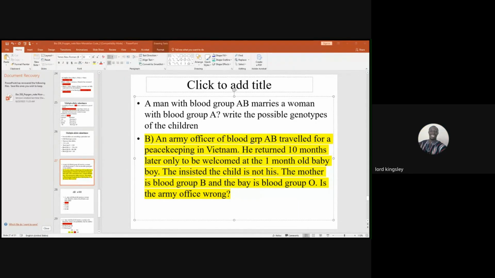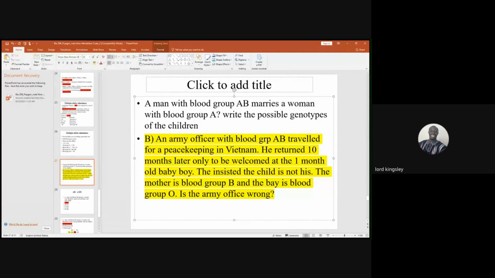Hello, Doc. Yes, please. Please, the question. The army officer traveled for peacekeeping in Vietnam. He was supposed to be returned 10 months later. The army officer with blood group AB traveled for a peacekeeping in Vietnam. He returned 10 months later.